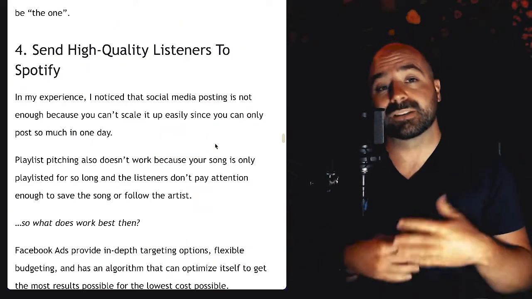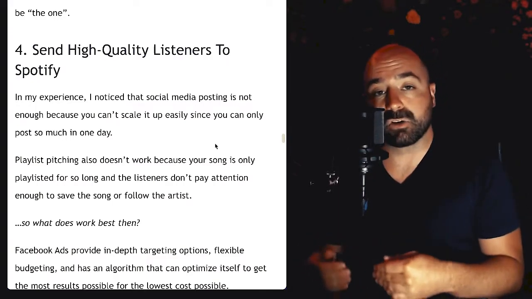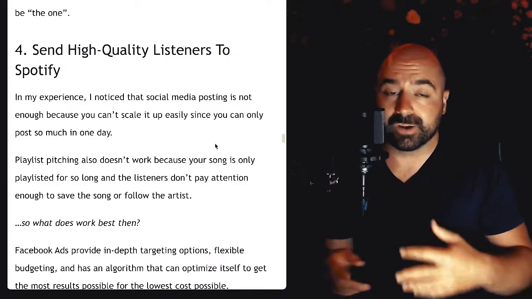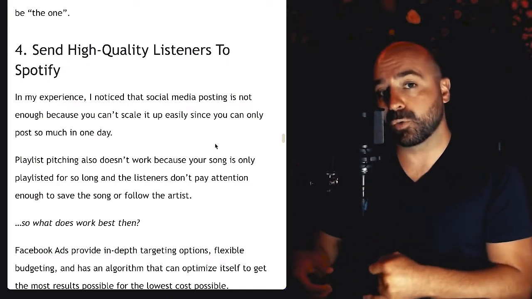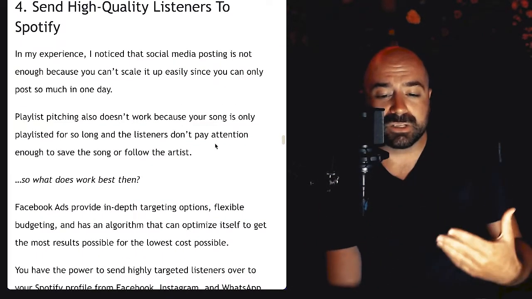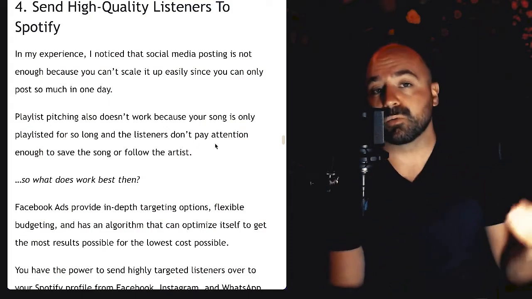So now that you've built out a 6 to 12 month release strategy so that you can take advantage of the Spotify algorithmic playlists that you do have some control over, the next thing you're going to want to do is figure out how to send high quality listeners over to Spotify during each of those 28-day release periods. In my experience, social media posting is not quite enough because you can't scale it up easily, since you can only post so much in one day.